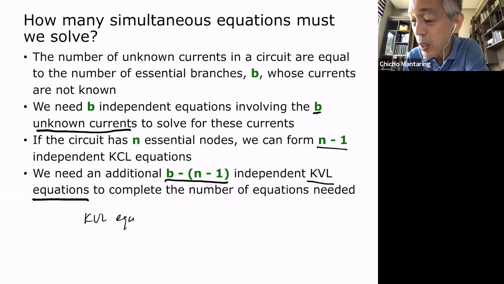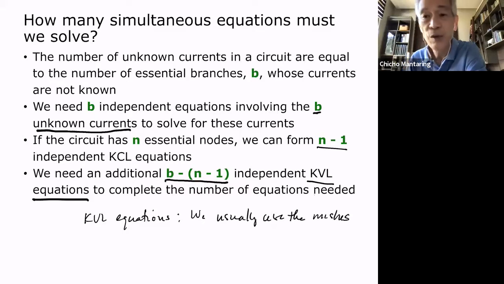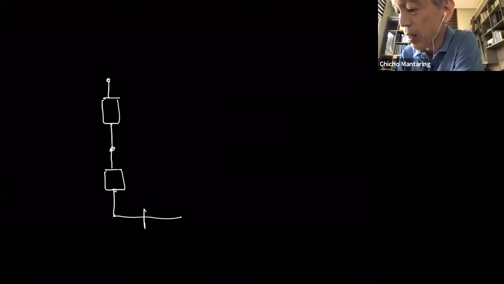The KVL equations, we usually use the meshes. When I form my KVL equations, I usually will use the meshes. Why will I use the meshes? Let's say I have this circuit.